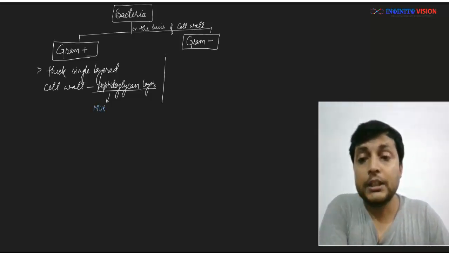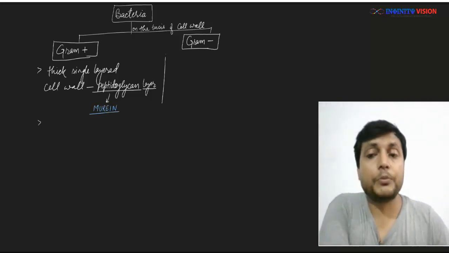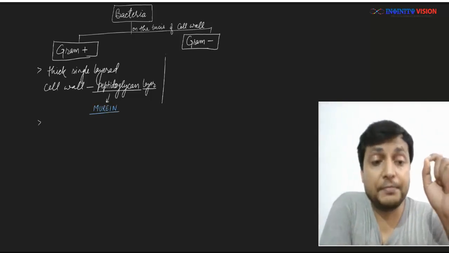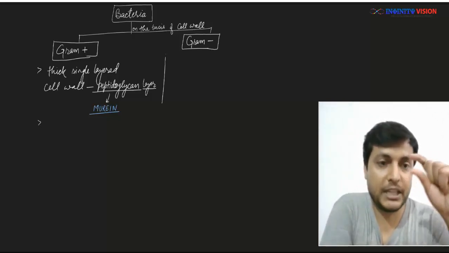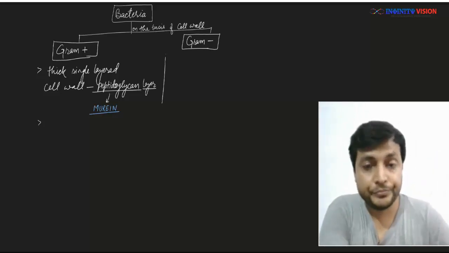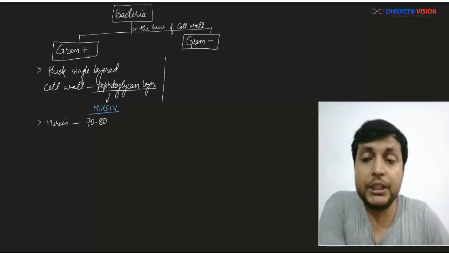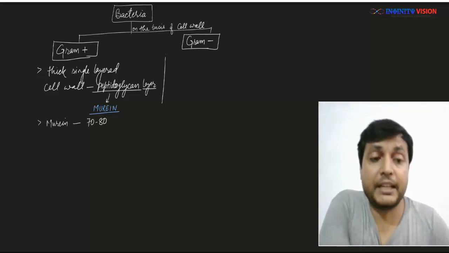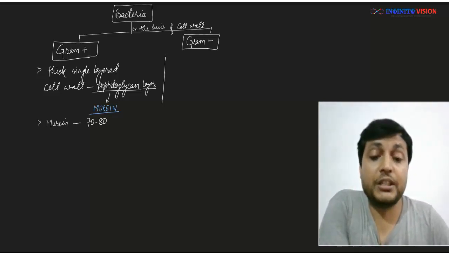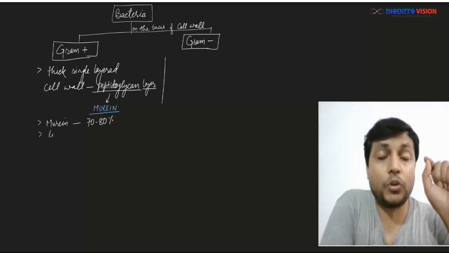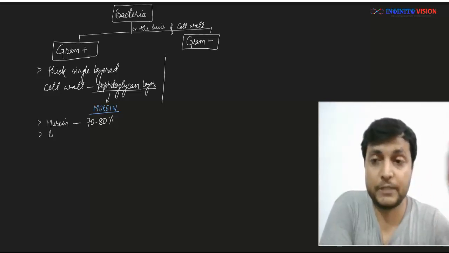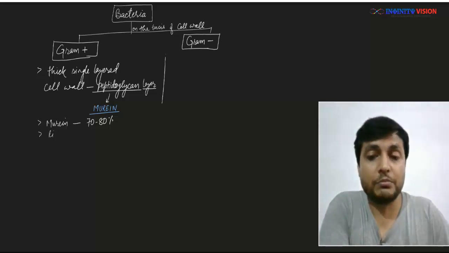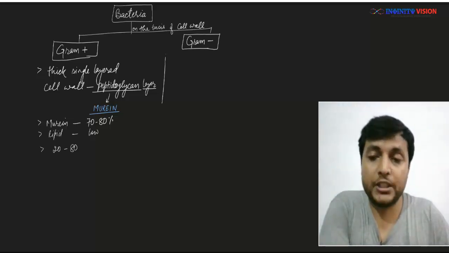Okay? Now, this peptidoglycan layer is made up of, obviously, peptidoglycan, and chiefly this peptidoglycan is murein. Okay, so the name of this peptidoglycan molecule is murein. याद रखिएगा इसको. Now, murein in case of gram positive bacteria is around 70 to 80% of the cell wall. So 70 to 80% of the cell wall is composed of murein, a type of peptidoglycan, in case of gram-positive bacteria. The remaining amount is mostly lipid. So lipid is low in quantity.